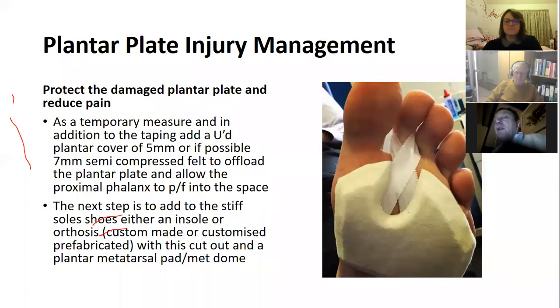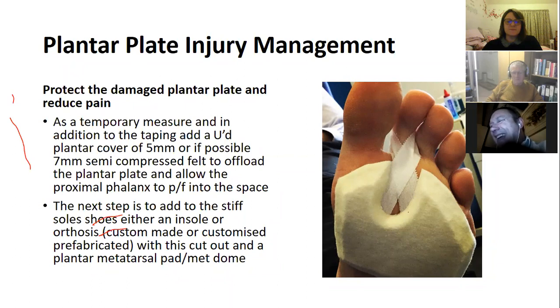Okay, the person's come to you. You've given the footwear advice. As a temporary measure, you might want to offload that compressional stress off that metatarsal head. And you can do this with good old felt padding. So a U'd plantar cover, principally over the affected toe, in this case the second, but it could be the third, could be the fourth.